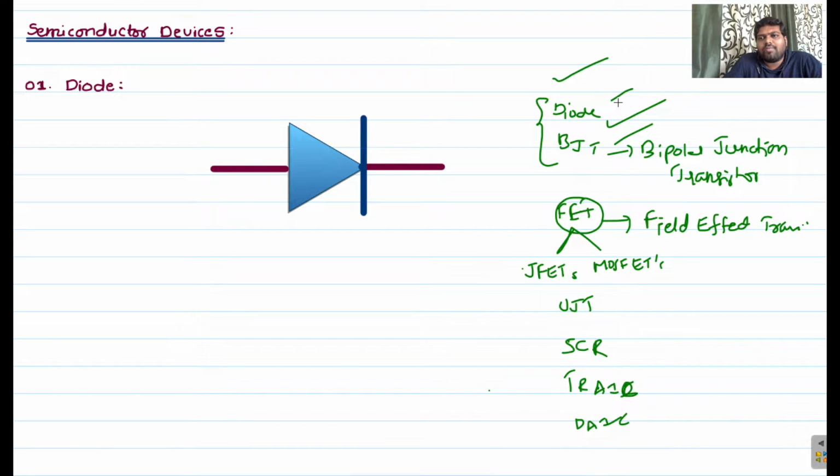For that we need to know how the diode works and how the BJT works, and what the main regions of the BJT are. We will discuss that in the next few minutes. First we will discuss the diode, and after that we will move on to the BJT, because BJT operation involves diode operation. That's why we will discuss diodes first.